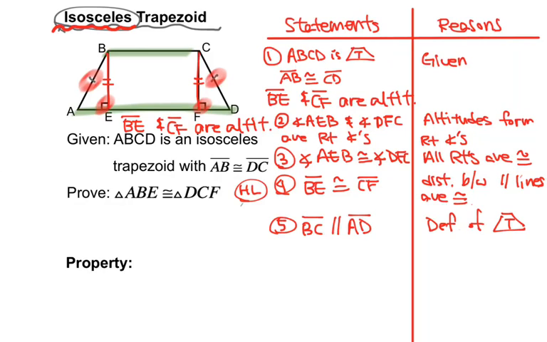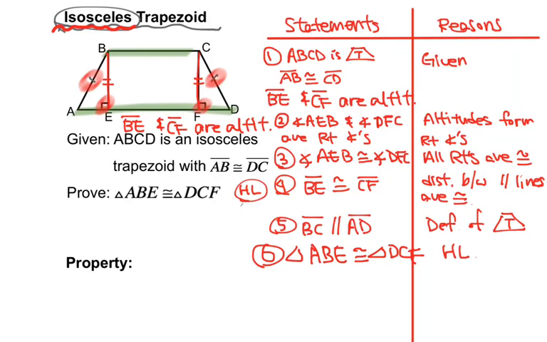Now, number 6. So then we have everything. So we can say triangle ABE is congruent to triangle DCF. The reason here would have been hypotenuse-leg in a right triangle. Now, once we have done that, I want you to look into this one together.